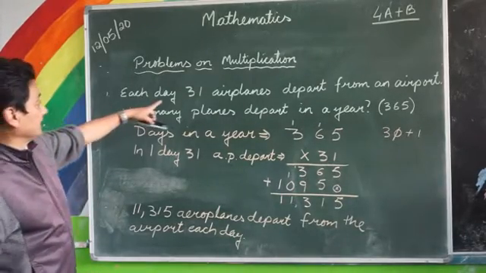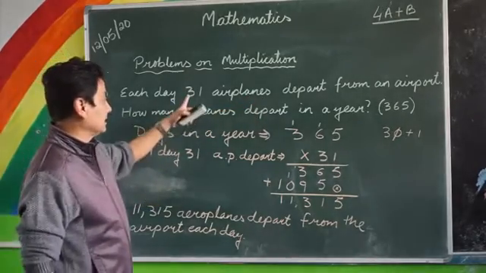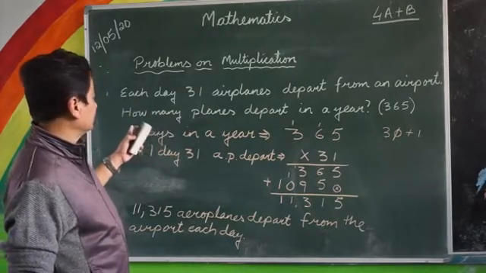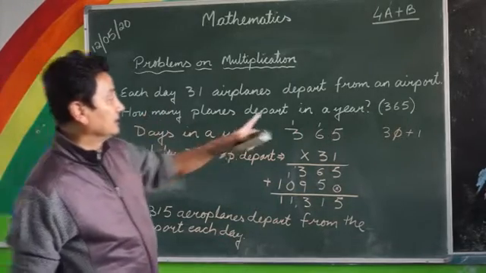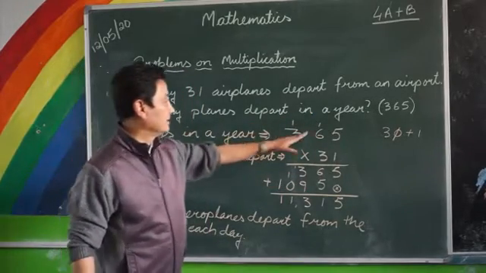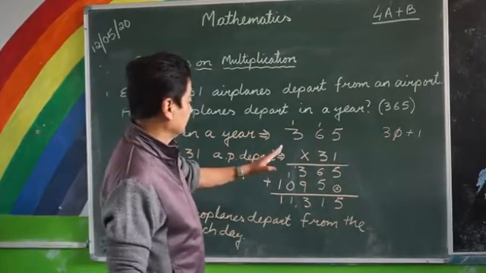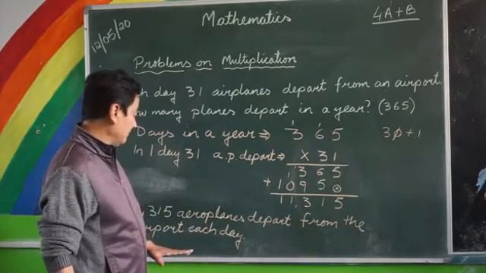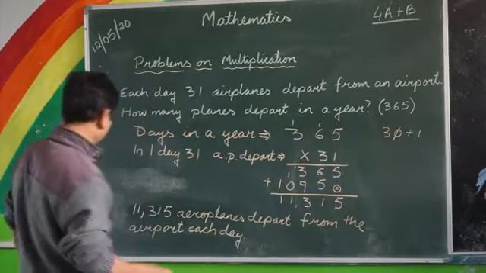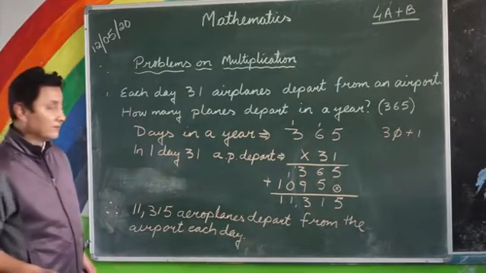Let's do it again. Each day, 31 airplanes depart from an airport. So, in one day, how many airplanes? 31. And we have to find out how many airplanes depart in a year. So we put the bigger number on top. Days in a year, 365. In one day, how many airplanes depart? 31 airplanes depart. So how many airplanes depart from the airport in a year? 11,315. Therefore, one tikka, another tikka, another tikka. This is a sign of therefore.